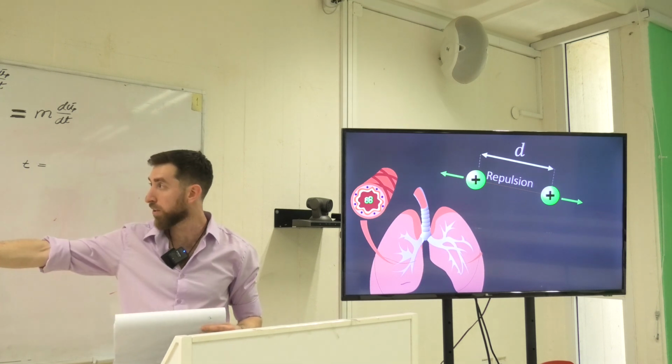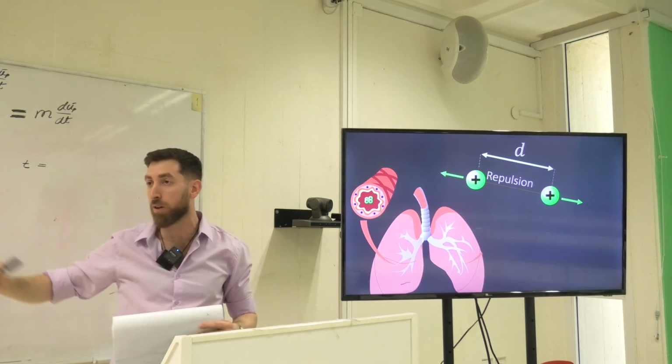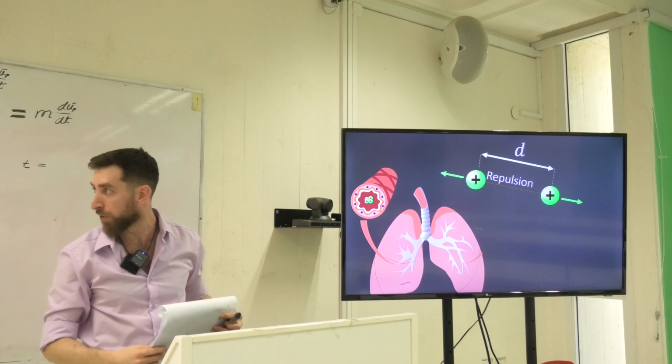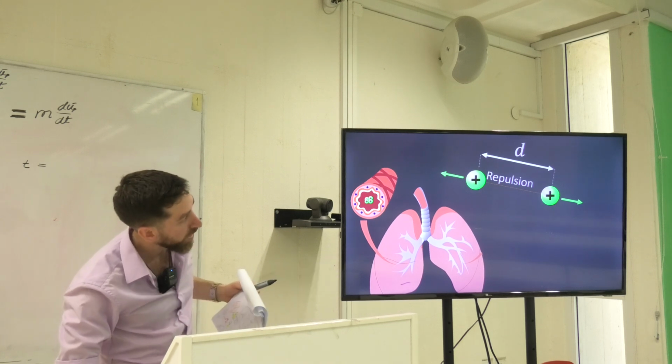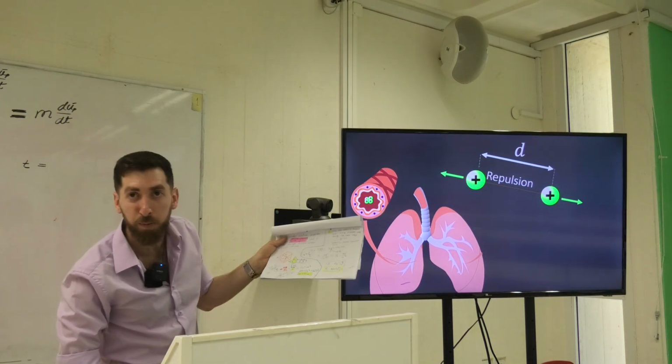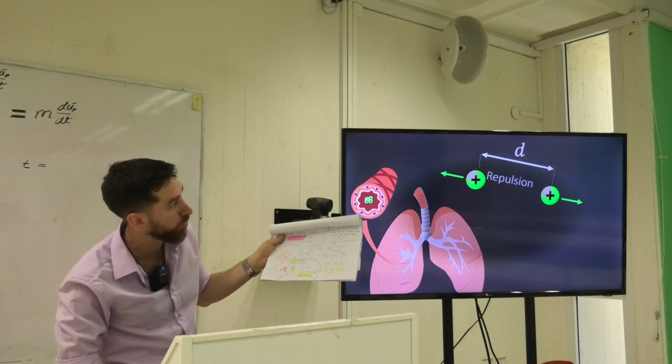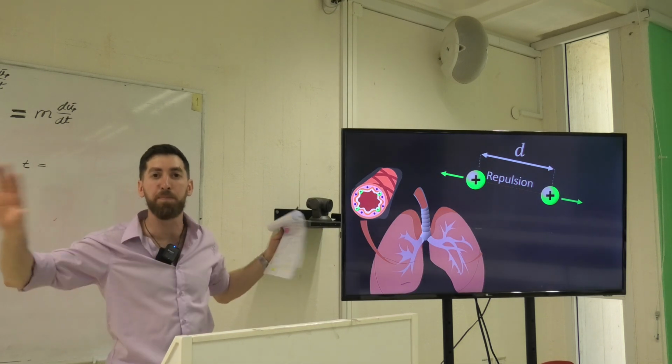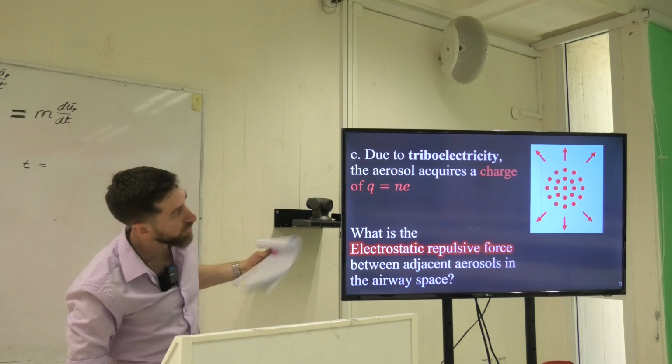If you calculate it, 10 to the 12 to the minus third, it's going to be 100 micrometer. Okay? Perfect. So if I'm going to introduce particles in proximity, they want to extend, they want to repel each other, right? So this is our next question.